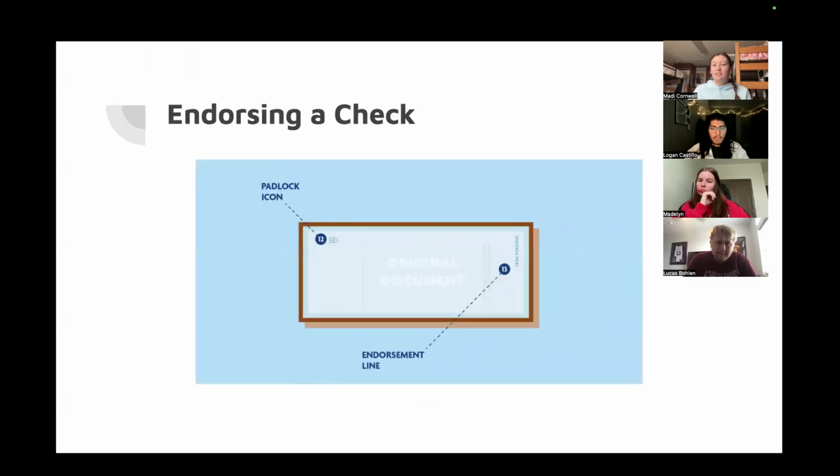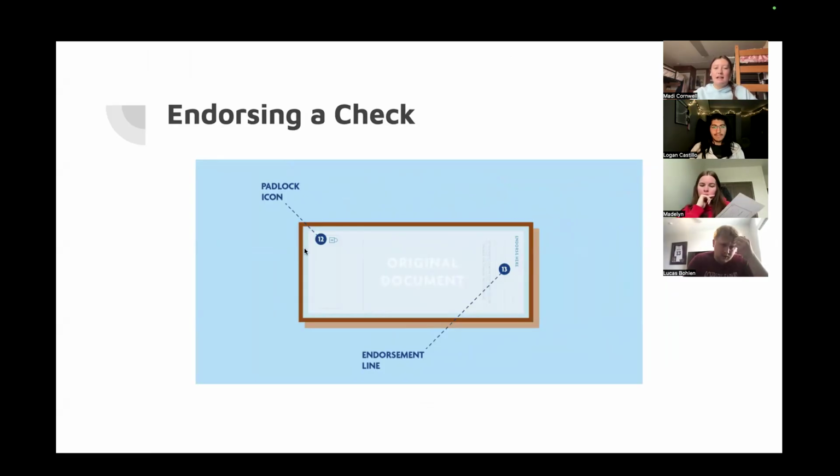Okay. So then endorsing a check, Logan kind of mentioned what it was, but does anyone else know what the endorsing part means? Like what endorsement means? Pretty much signing your signature to verify that it's you, I think. Yes, that's correct.